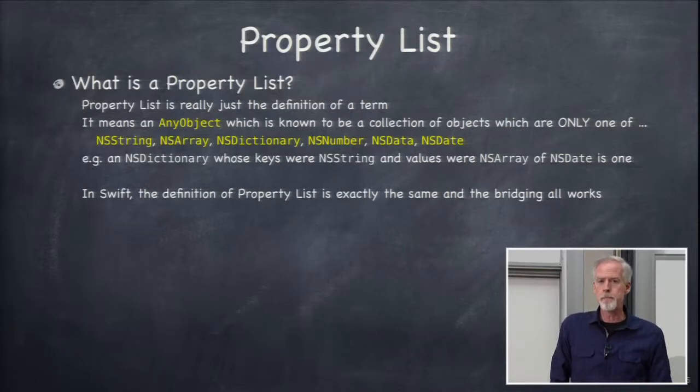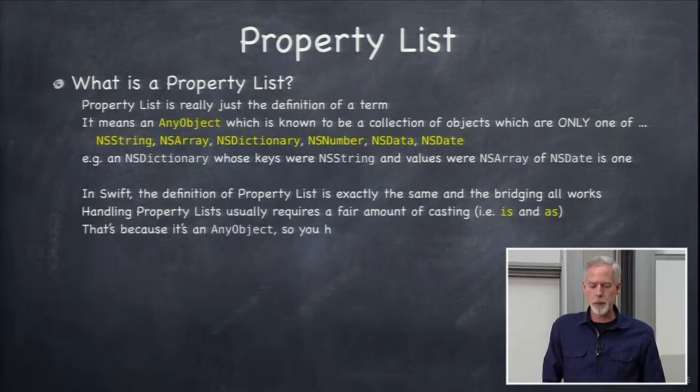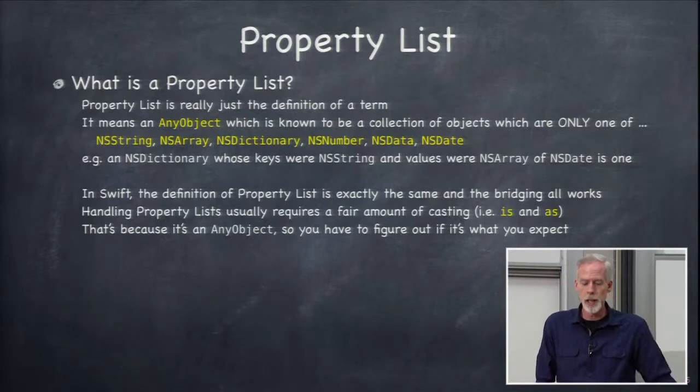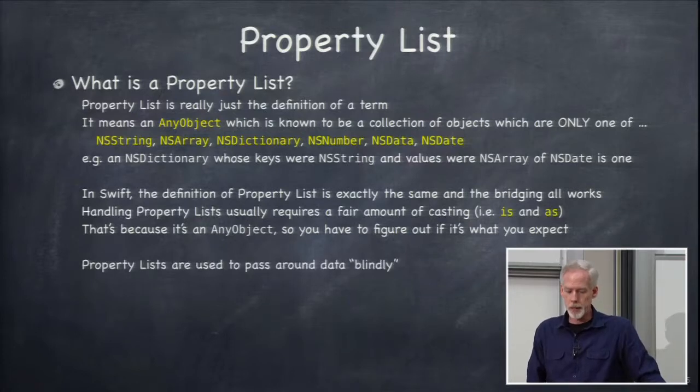So why do we define this property list thing? It's an AnyObject. It's kind of unwieldy because you have to do a fair amount of casting, ising, and asing, because to use an AnyObject, of course, we have to cast it. And so why do we have this thing?